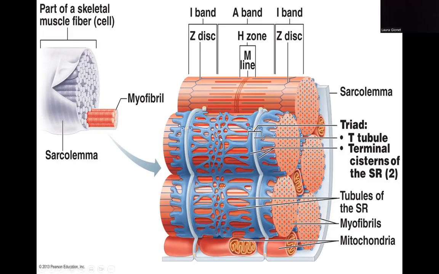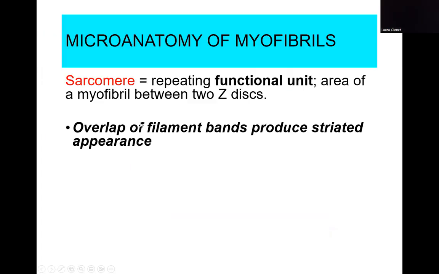Then up on top, they took the transverse tubules and the sarcoplasmic reticulum off, so you can see the blue lines and the red lines. Where you see the skinny lines in blue, that's your actin, and where you have the chubbier lines, that's your myosin. So the microanatomy of those myofibrils: the repeating unit is a sarcomere. It's a functional unit, the area of a myofibril between two Z discs, and the overlap of filament bands produces a striated appearance.